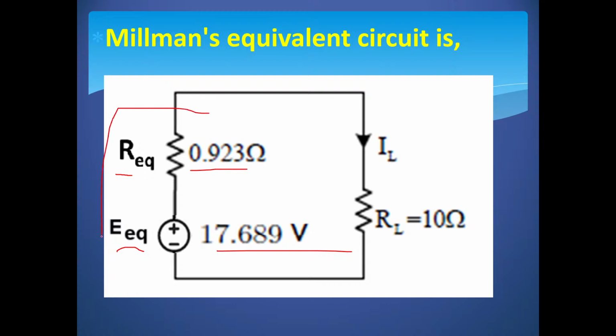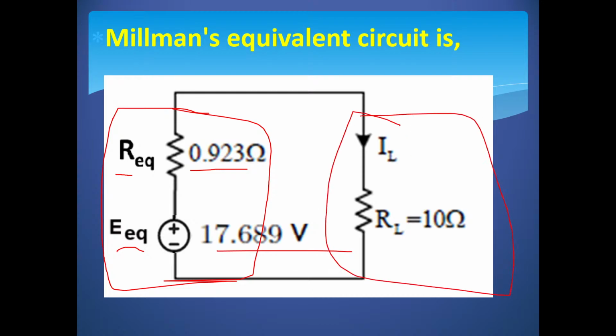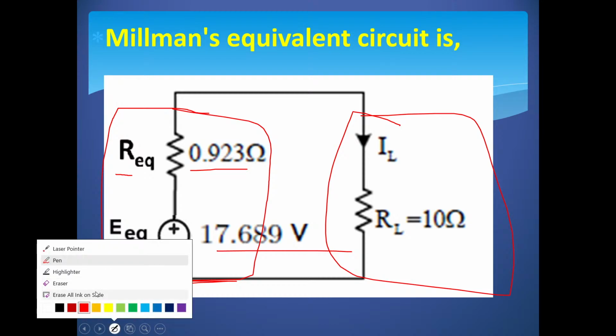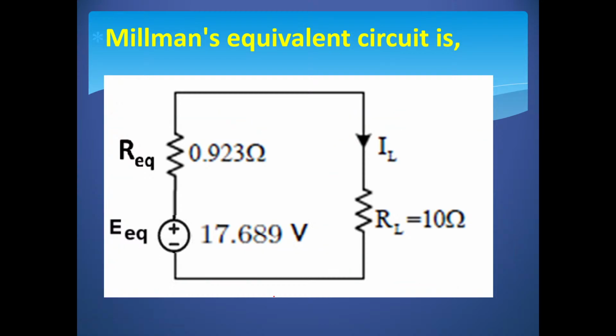So this is our Milliman's equivalent circuit. R equivalent, E equivalent connected across the load. So draw the Milliman's equivalent circuit. In the previous numerical problem, there was no load, so that's why we didn't even draw the Milliman's equivalent circuit. Here, there is a load and they have asked us to determine the load current. So that's why I have drawn this Milliman's equivalent circuit now.